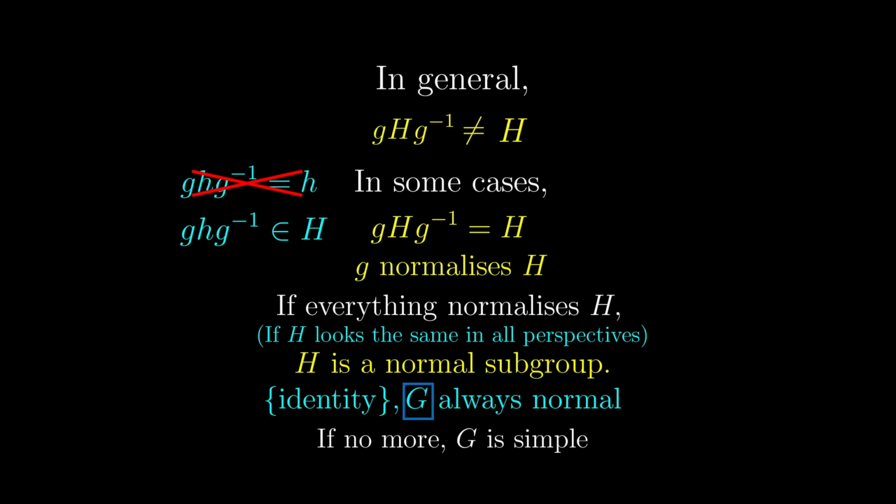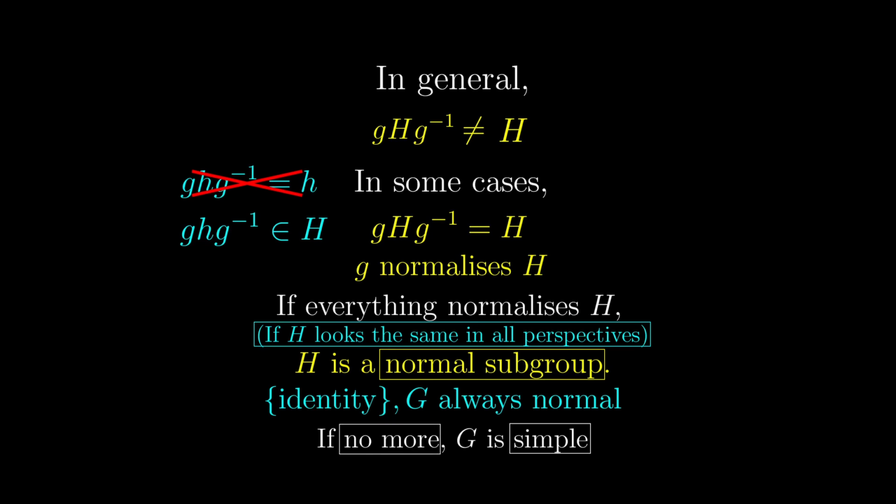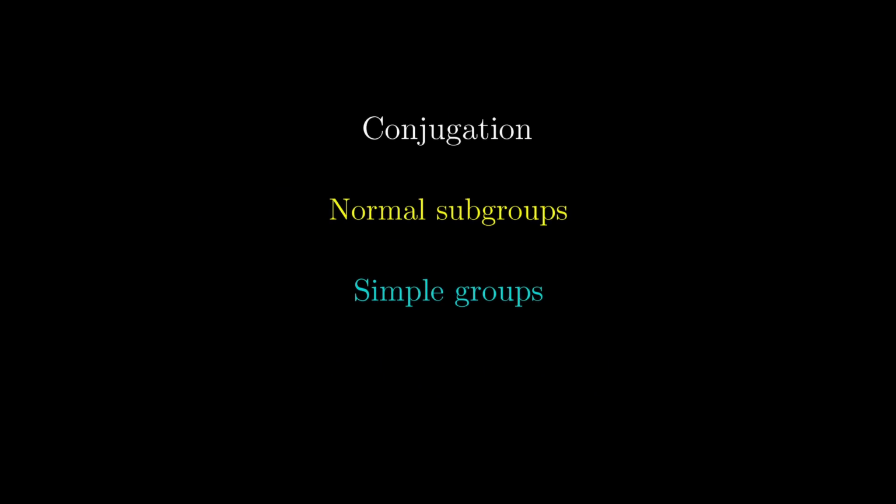It might be a bit tricky to remember the definitions of these new terms, normal subgroups and simple groups, but the simpler takeaway is that normal subgroups look the same under all possible perspectives, and simple groups are simply those with a minimal number of normal subgroups. The reason why we are so interested in these concepts is to allow the definition of a quotient group, and we will see in the next video why this is a very useful concept.